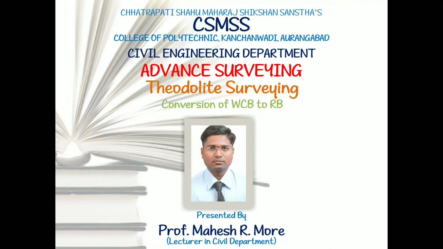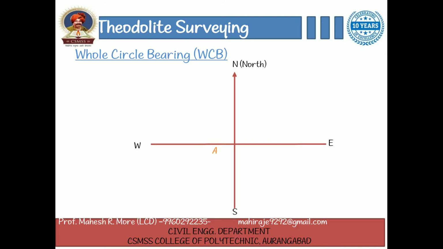Today we will learn the conversion of whole circle bearing to reduced bearing. Let's see the whole circle bearing. The magnetic bearing of a line measured clockwise from the north pole towards the line is known as the whole circle bearing of the line. Such a bearing may have any value between 0 degree and 360 degree. The whole circle bearing of a line is obtained by prismatic compass.